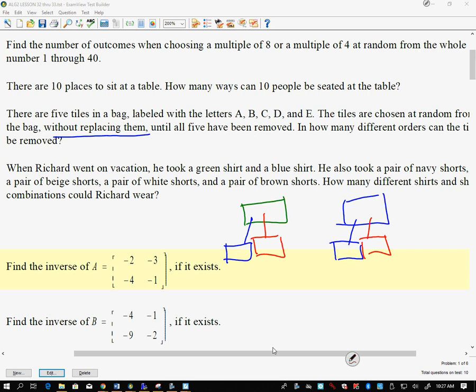I can't do white. We'll call them green. Okay. And then he's got a pair of brown shorts. Okay. So how many different shirts and shorts combinations could he wear? Comes down to 8, right? Do we see how that works? Okay. 1, 2, 3, 4, 5, 6, 7, 8. And that's how we break that down.